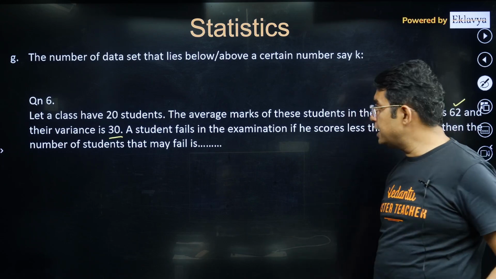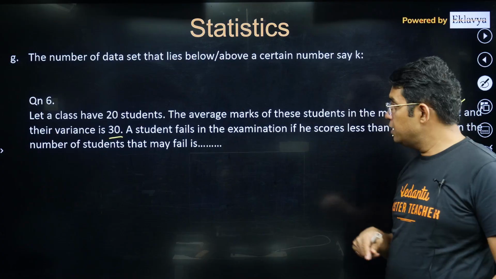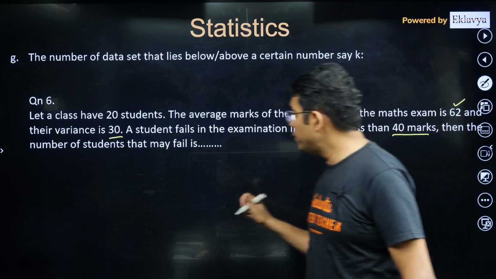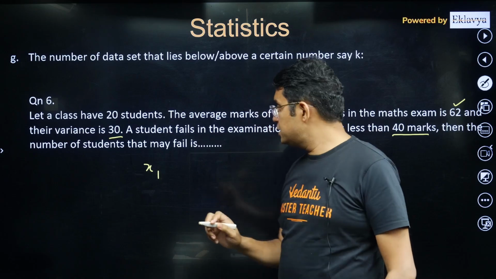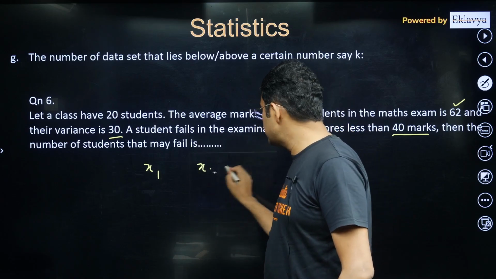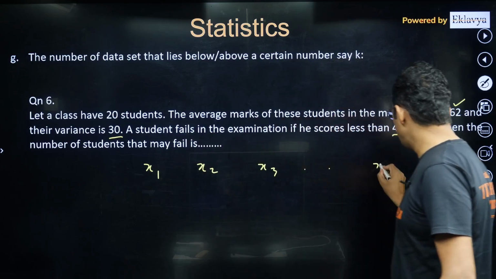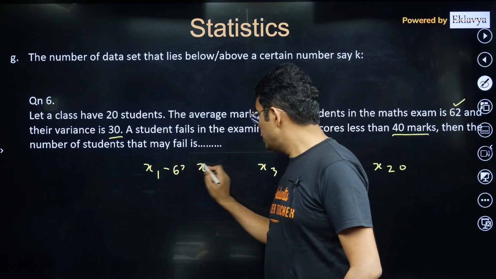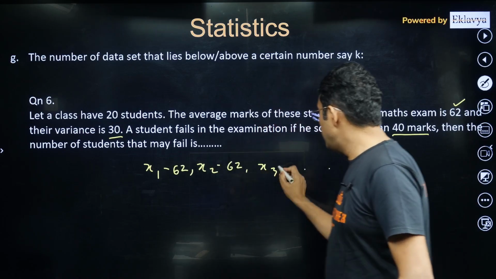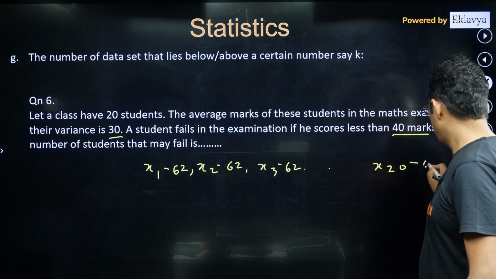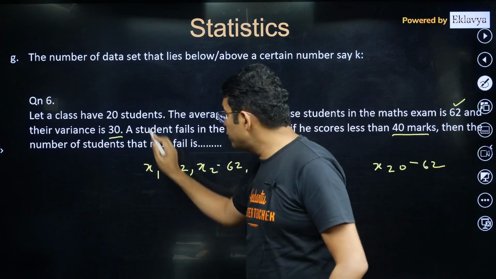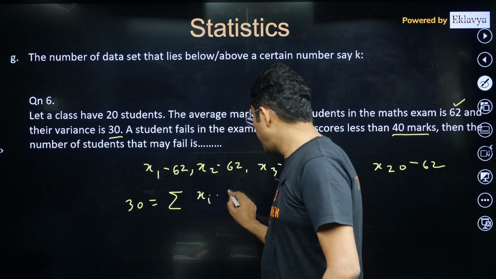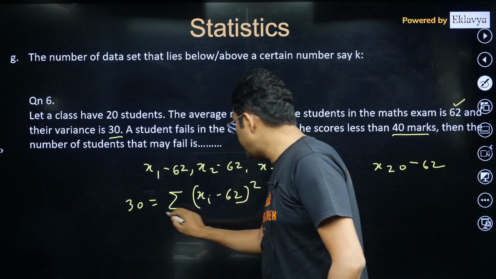In this question, what I will suggest, you make your data so that your mean value becomes 0 once again. Okay, so what I am going to do, your marks student-wise are, let's say, x1, x2, x3 and so on, x20. Now I will suggest you subtract 62 from all of them so that your new mean value will be equal to 0. Okay, now in this case your variance, that is 30, will be equal to summation of xi minus 62 whole square divided by 20.